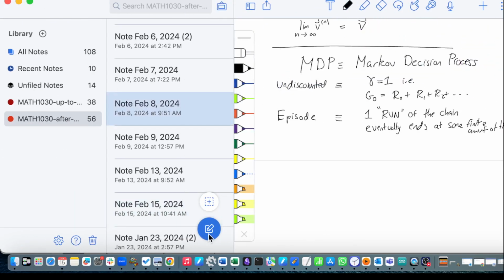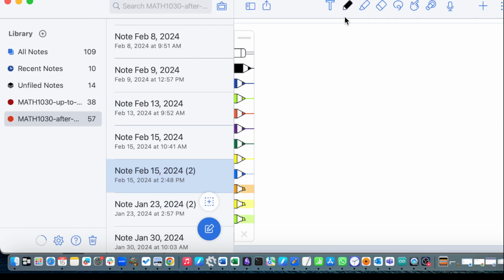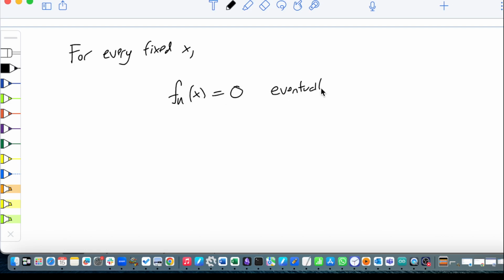Oh, I see, because you pin down the x first. Yeah, exactly. So it really has to do with the order. So for every fixed x, f_n of x is equal to 0. I could say eventually, but I could be even more precise and say for n greater than x. So as soon as n is bigger than x, then f_n of x equals 0, always, which is what we're defining this limit to be, f of x.